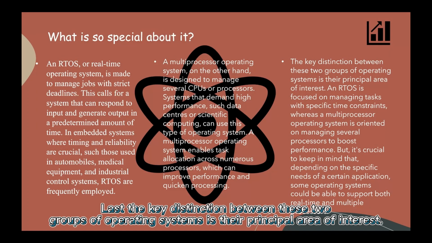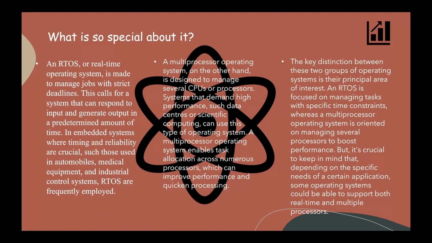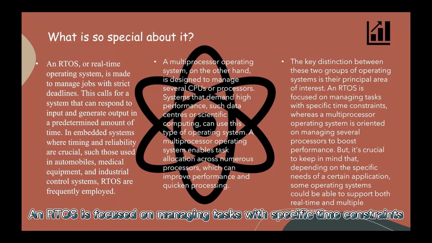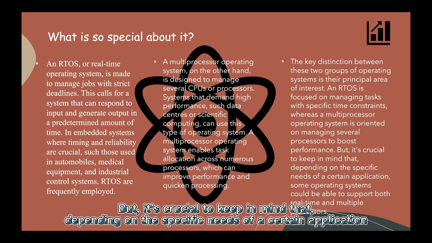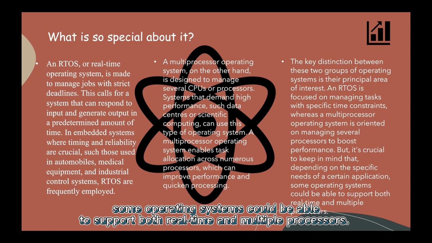Thus, the key distinction between these two groups of operating systems is their principal area of interest. An RTOS is focused on managing tasks with specific time constraints, whereas a multiprocessor operating system is oriented toward managing several processors to boost performance. But it's crucial to keep in mind that, depending on the specific needs of a certain application, some operating systems could support both real-time and multiple processors.